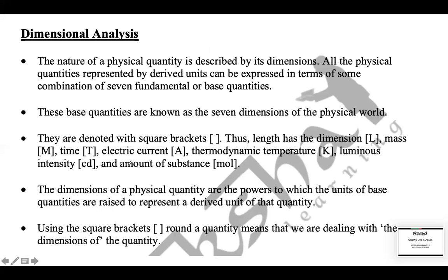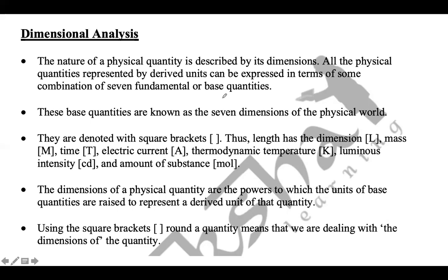So dimensional analysis: the nature of physical quantity is described by its dimension. All the physical quantities represented by derived units can be expressed in terms of some combination of 7 fundamental or base quantities. So we know that there are 7 fundamental quantities, and out of those fundamental quantities we derive different units. We have already seen those 7 fundamental quantities. In mechanics, the main fundamental quantities which we use are mass, length and time. So these are the 3 dimensions which we use.